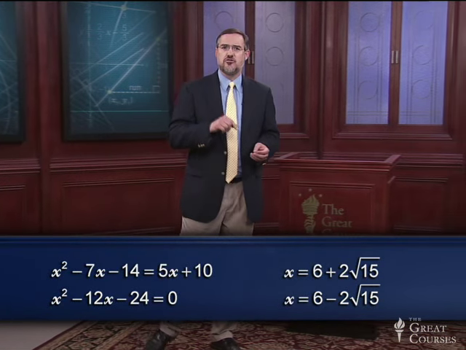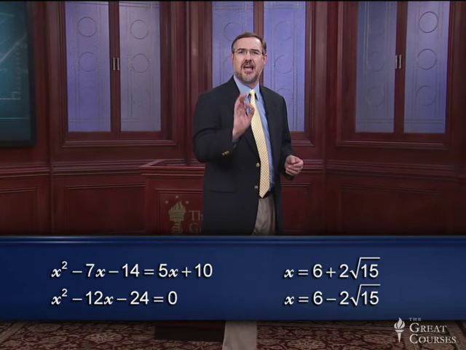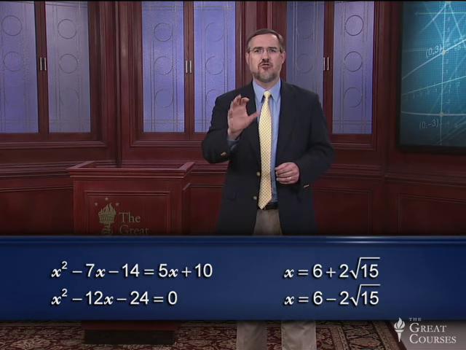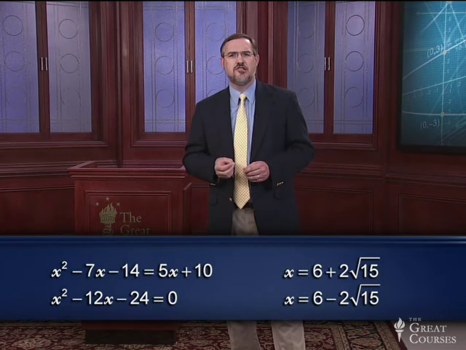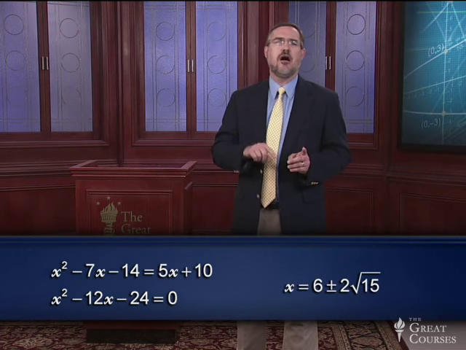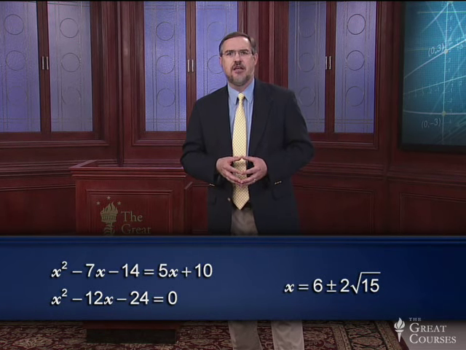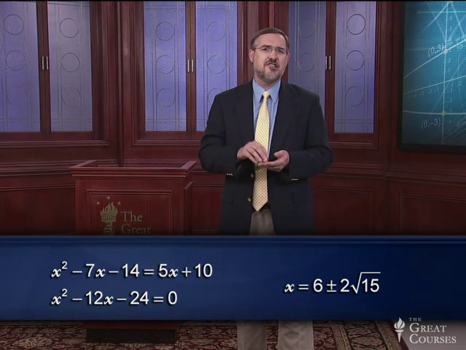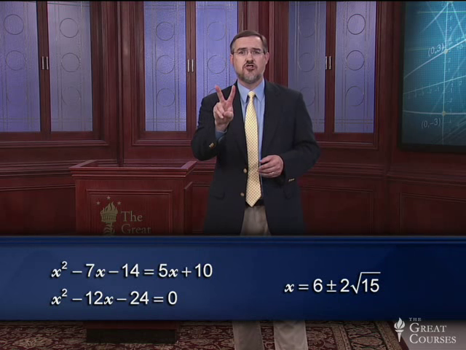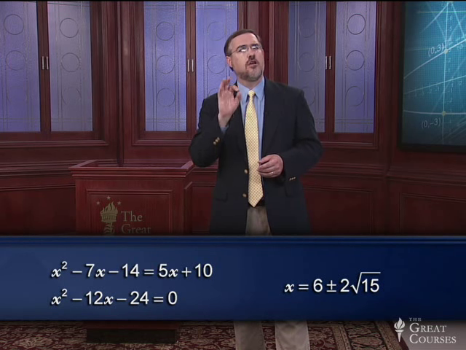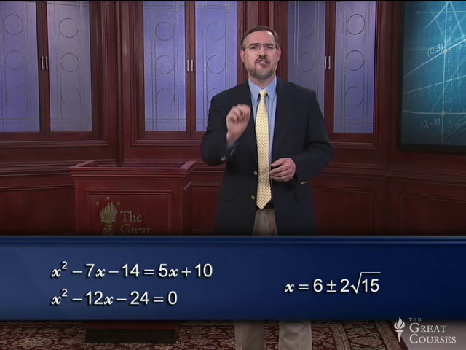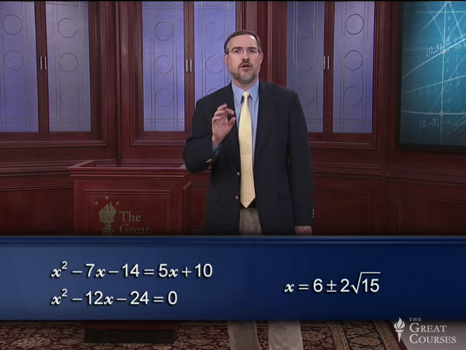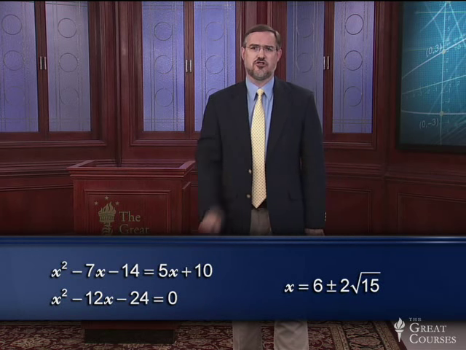Now, I want you to notice that the two solutions here are almost the same. They're almost identical. They only differ in the sign in the middle. Some people like to write these solutions as 6 plus or minus 2 times the square root of 15. It's perfectly fine to do that, but for some students it hides the fact that there are actually two solutions there and not just one. So if you want to write the solutions with that plus and minus symbol, it's not a problem. Just remember that it is showing two solutions and not just one.